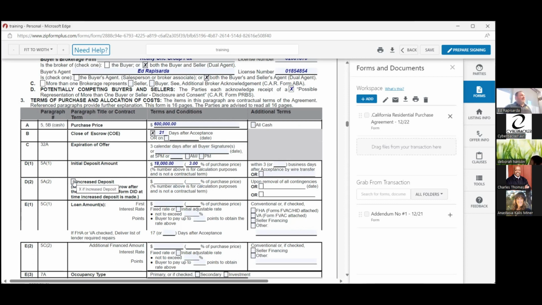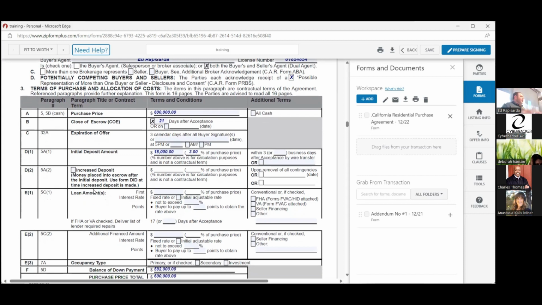Increased deposit. We don't see this too much right now, but a time where you would start to see this is maybe you have a longer escrow. I have a 90-day escrow, and in order to incentivize the seller to take it off the market for a period of time, then they could. So, after we remove our contingencies, we're going to come in with an additional amount.